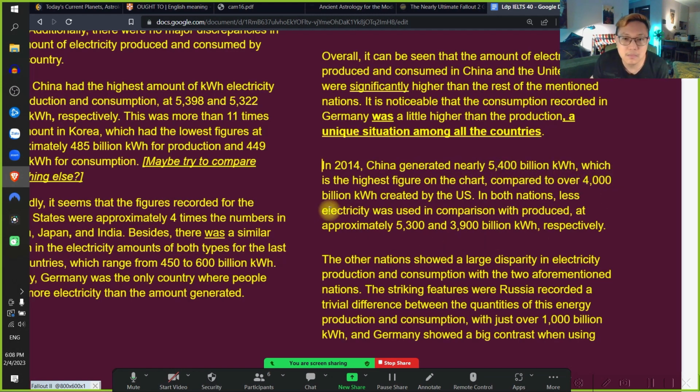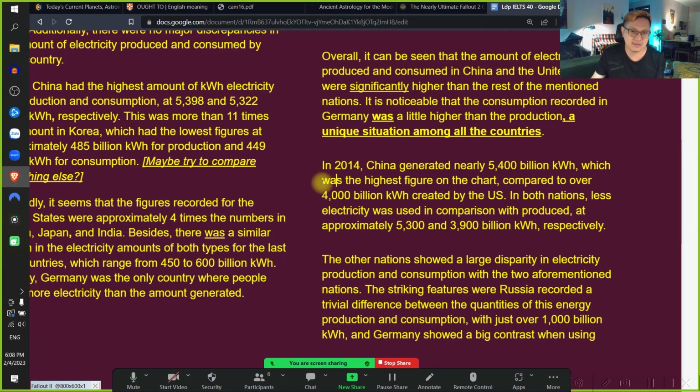Which is the, okay, let's just say which was, okay, which was the highest figure on the chart. Compare.